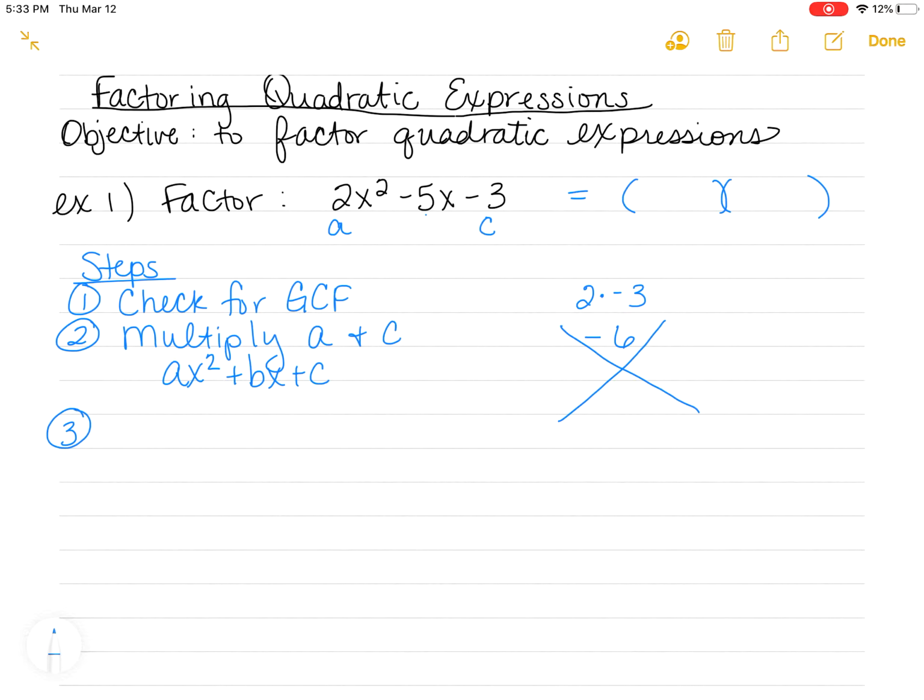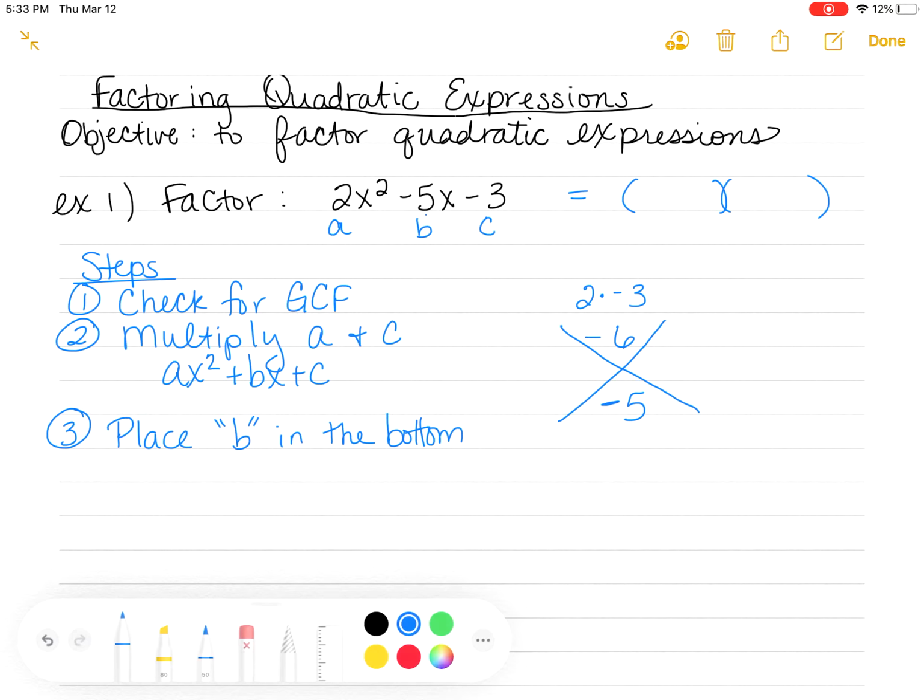Okay. All right. The third step is we're going to put B in the bottom of the X. So place B in the bottom. All right, so in this case, B is -5, so -5 goes in the bottom of the X. All right, so I have this X set up with -6 in the top, -5 in the bottom. And just like the X Games, I want to find factors that multiply to -6, but add to -5.